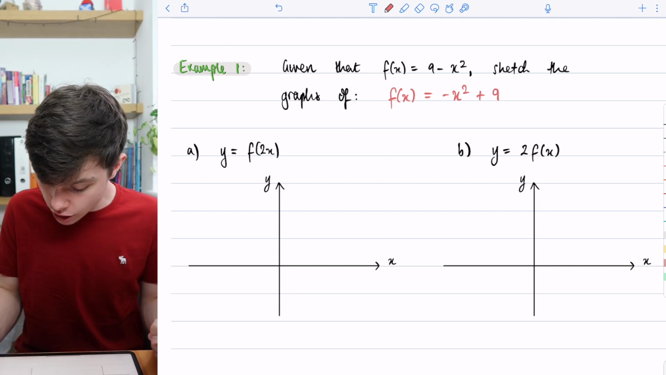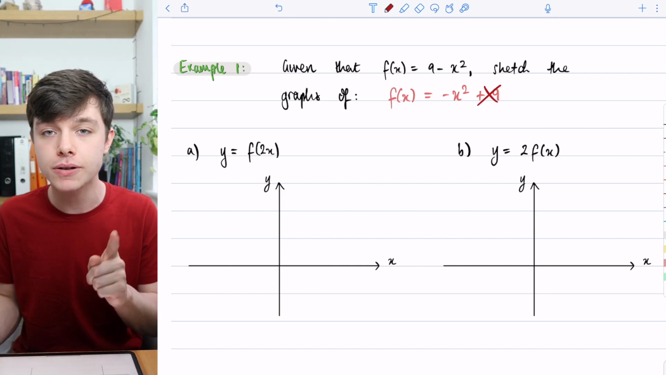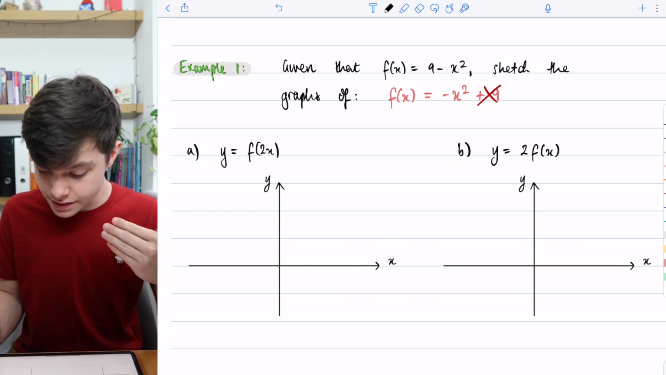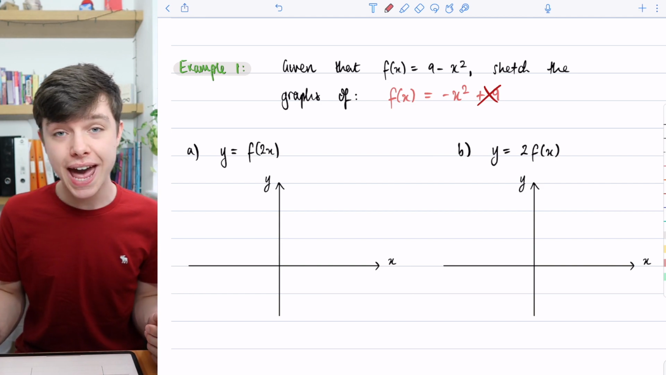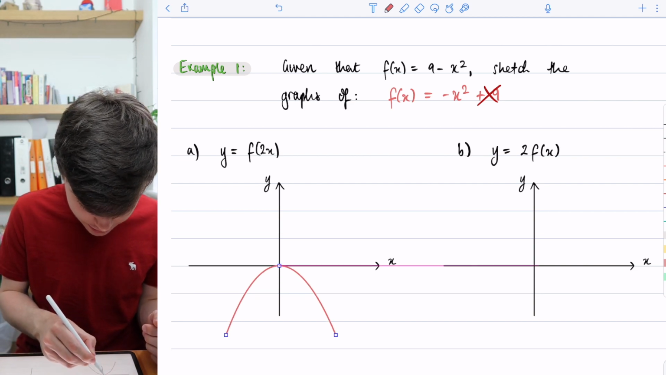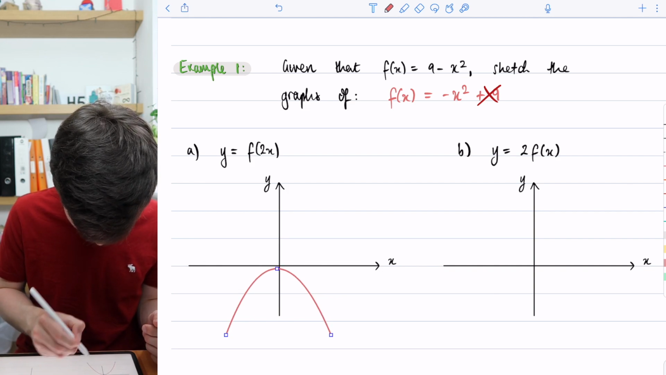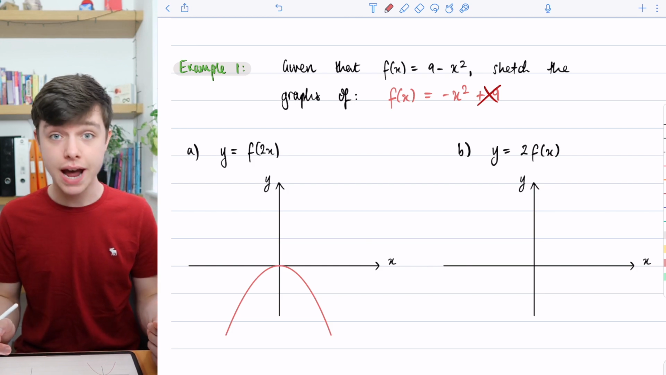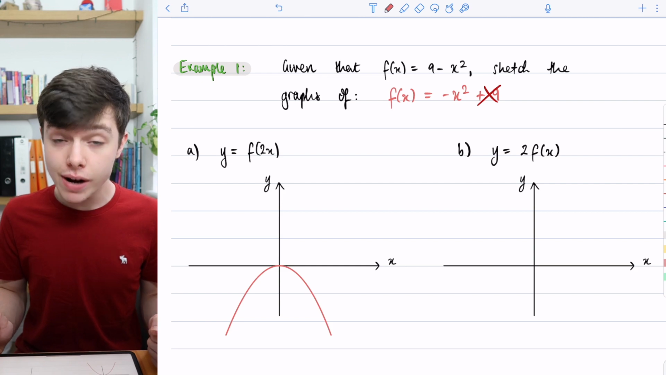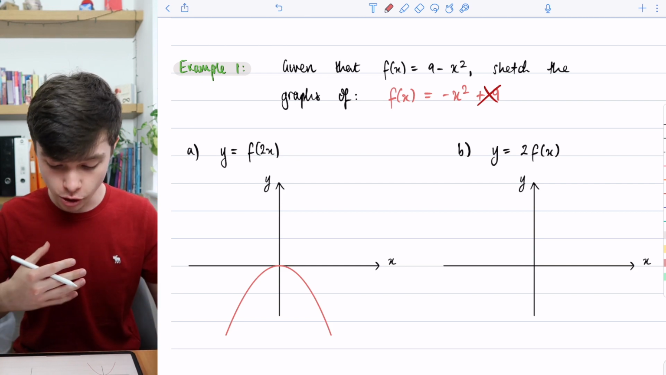Now I'm going to ignore that plus 9 for the minute. Let's just put a cross through that and ignore it. Don't forget about it, but we'll ignore it for the minute. And we'll just sketch the original graph. And to start, I'll do it in red. I'll just sketch minus x squared. That's quite simple to sketch. It looks exactly like that. That's minus x squared. We've looked at that in previous videos. Then, in the previous video, we looked at how we can translate functions up and down.